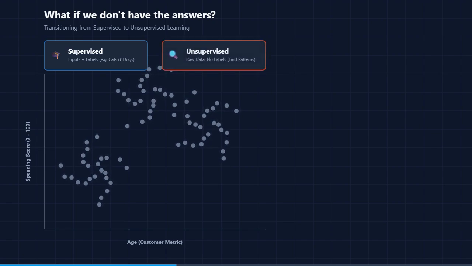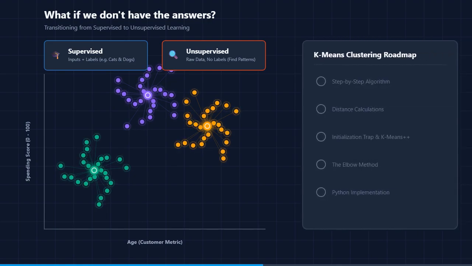Most of the data generated in the world today does not come with neat, prepackaged labels. Imagine you run an e-commerce website and you have millions of rows of customer data, their ages, their incomes, and their spending scores. There is no right answer to predict here. You don't know what you are looking for. This is where unsupervised learning comes in.